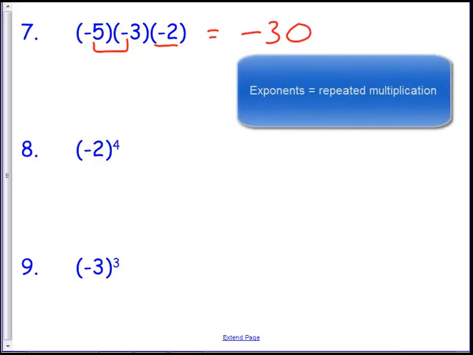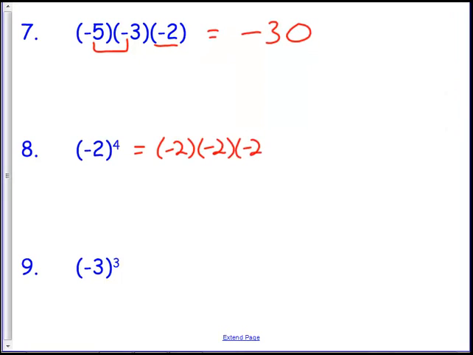Remember, exponents, that's the idea of repeated multiplication. Negative 2 to the 4th power is the same thing as a negative 2 times a negative 2 times a negative 2 times a negative 2. I just said the shortcut here is count up the number of negatives when you're multiplying and dividing. In this case, since we have a power of 4, we should have an even number of negatives. If we have an even number of negatives, I know my answer will be positive.